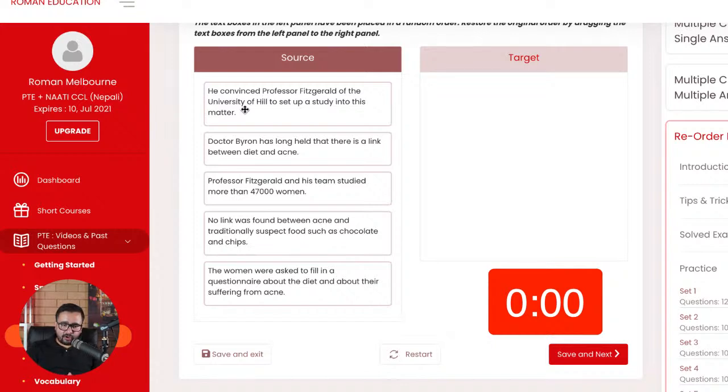Dr. Byron has long held that there is a link between diet and acne. Professor Fitzgerald and his team studied more than 47,000 women. No link was found between acne. "No link was found" means you can find something only after you start looking for it.